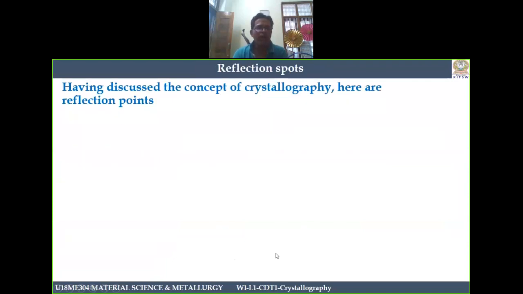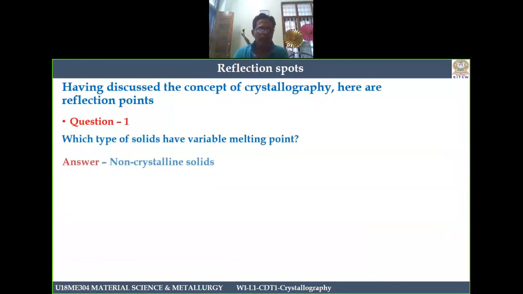Now reflection spots. Having discussed the concept of crystallography, here are reflection points. Question number 1. Which type of solids have variable melting points? We will give 10 seconds of time. We studied types of solids, crystalline solids and non-crystalline solids. We discussed the melting point of both the solids. Now, which solid has variable melting point? The answer should be non-crystalline solids. So they have a range of melting point.